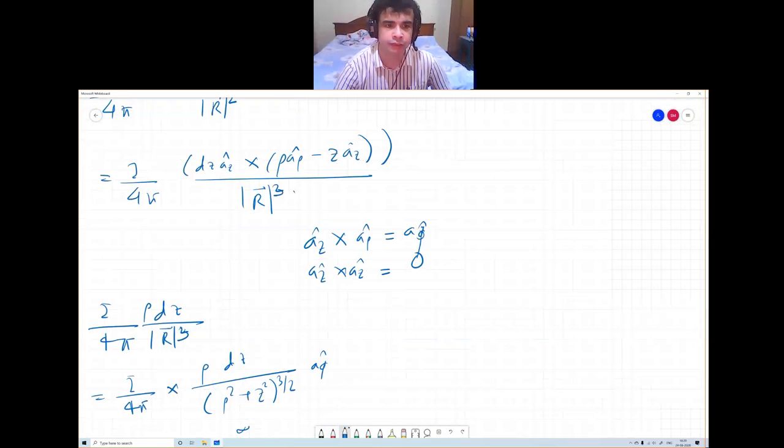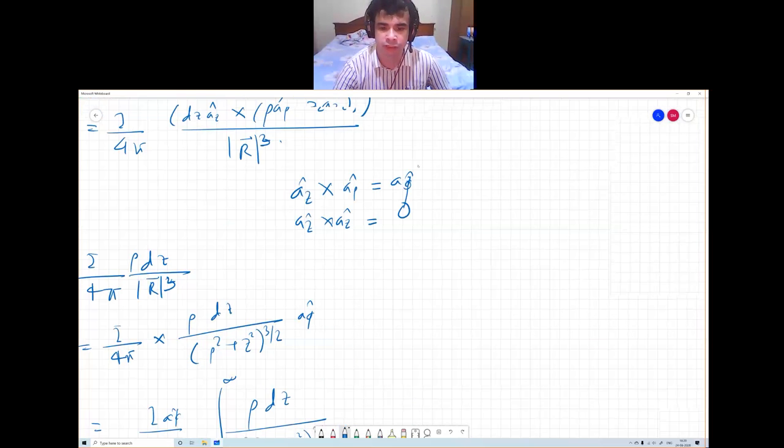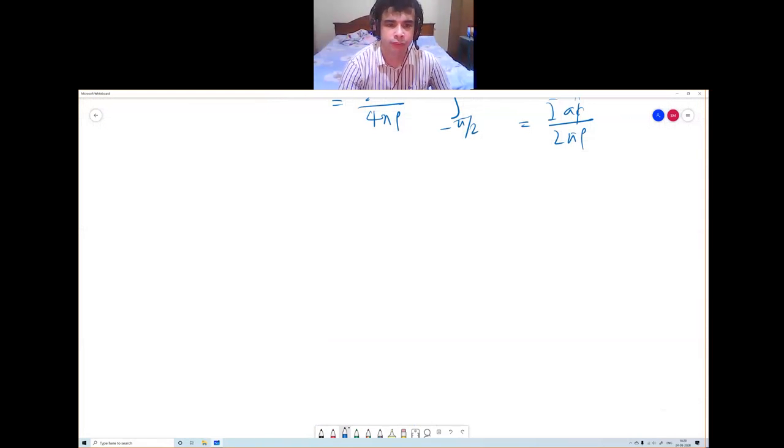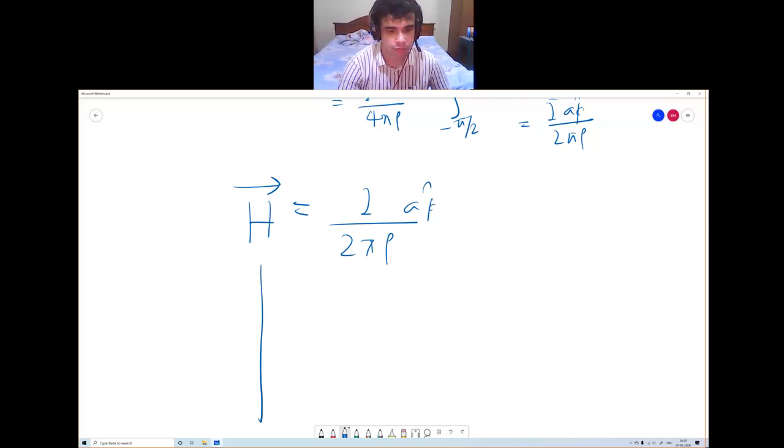H is in phi direction, and this value is given as H vector, I by 2 pi rho, which means this is my wire and this is my rho, and this is in the phi direction. It is perpendicular to both rho and z. Is this okay?